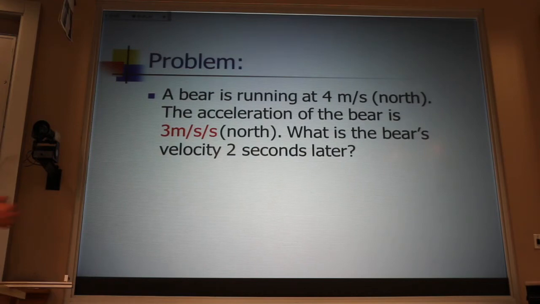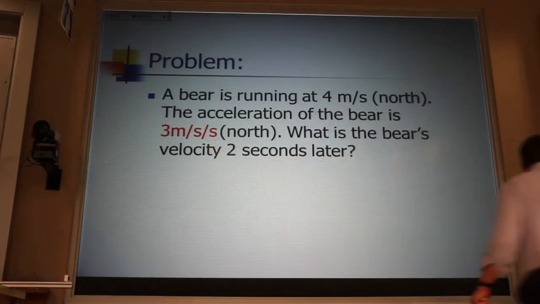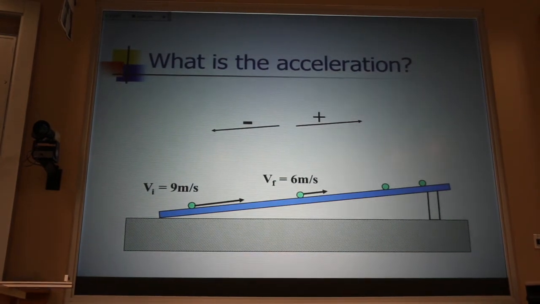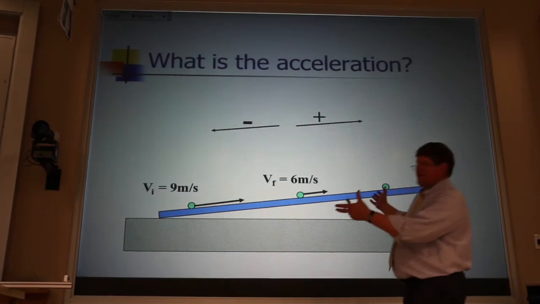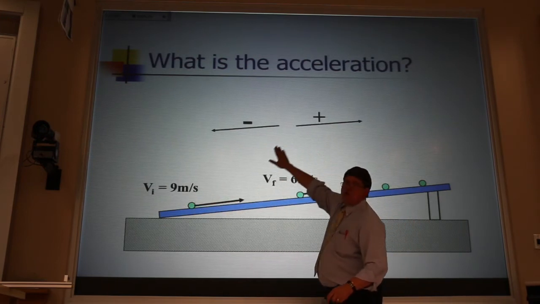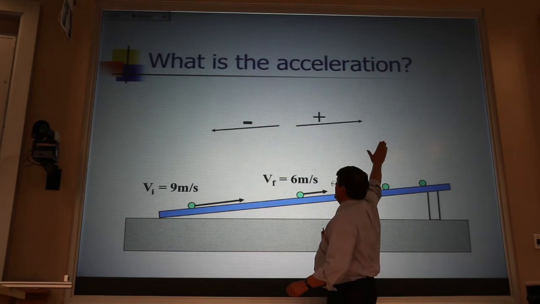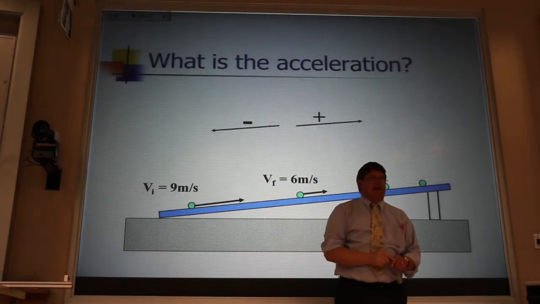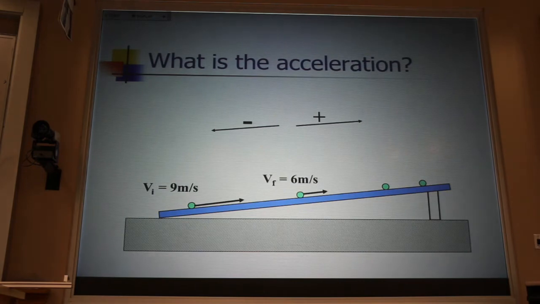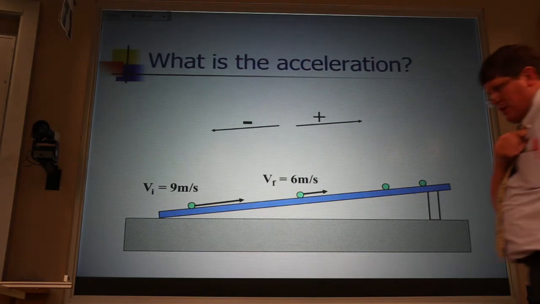It's that simple. Now, this should bring back fond memories. This is just what you did in tutorial, except I'm giving you numbers here. And I'm setting up a coordinate system where up the ramp is positive and down the ramp is negative. Now, based on those numbers that I gave you, what is the acceleration of that ball with your neighbor? What is the acceleration of that ball?